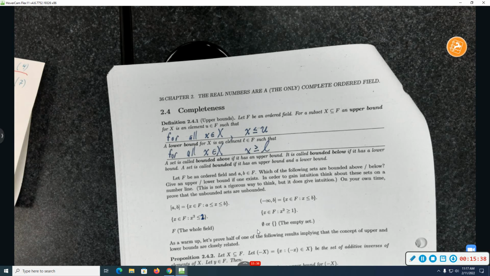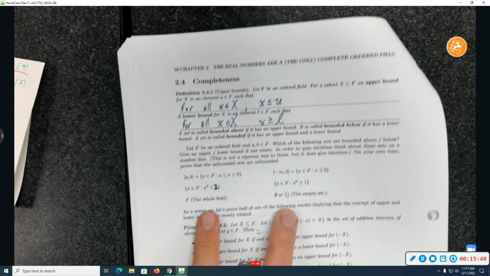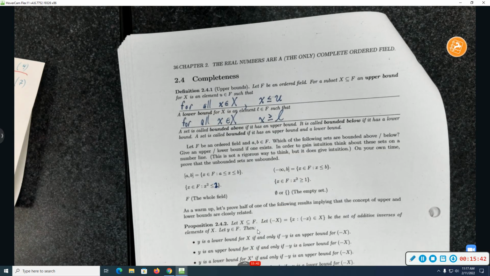So here are some sets. I want kind of intuitive answers for now. Does it appear to be bounded above? If it does, then give me what you think an upper bound might be. The closed interval from A to B is all numbers between A and B. What do you think an upper bound on that set should be? Something greater than B, or anything bigger than or equal to B.